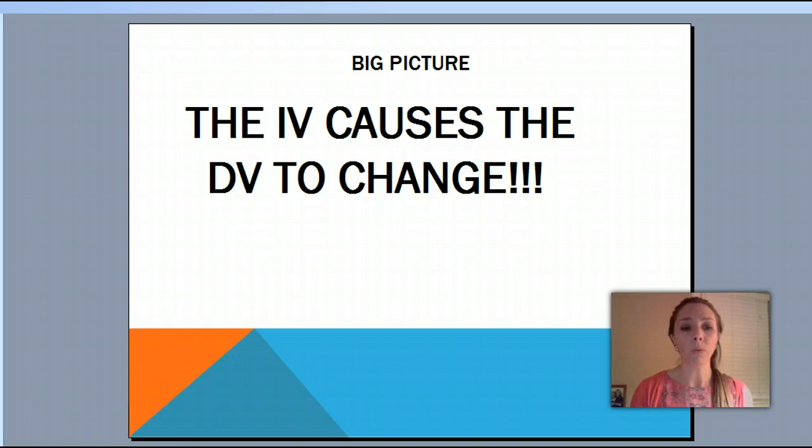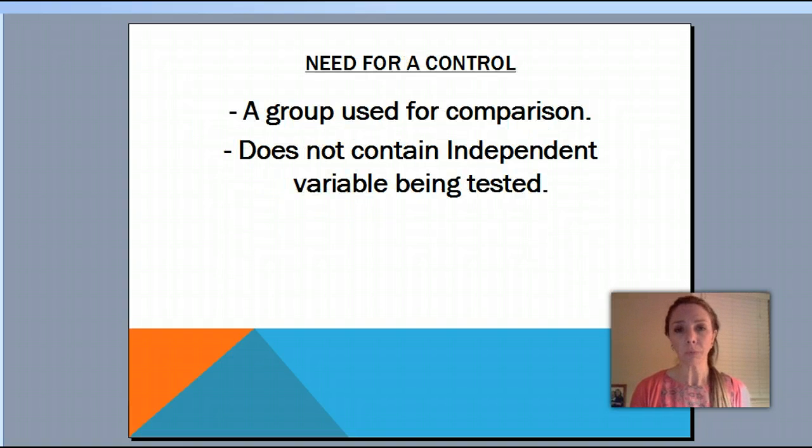Okay, so when we're trying to prove that relationship between the IV and the DV, we need to control everything else, right? And so in all experiments in science, there's a control group. There's a group that is used to compare. So you think, I'm controlling this group so that I can compare it to the ones that I changed, right? It does not contain a variable that's being tested. So if I'm trying to look at whether or not studying 15 minutes a night has an effect on students' grades, the thing that I am changing is the amount of time that's studied. The thing that I am measuring is the grades, right?